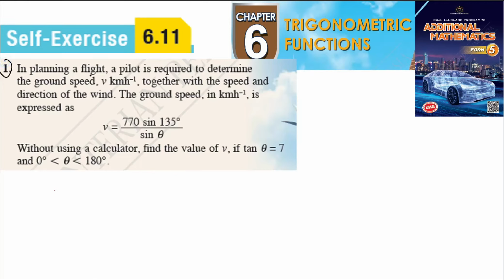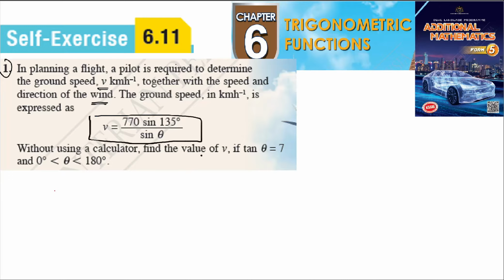In planning a flight, a pilot is required to determine the ground speed together with the speed and direction of the wind. The ground speed in kilometers per hour is V. So this one is the speed. We know that velocity is speed, right?